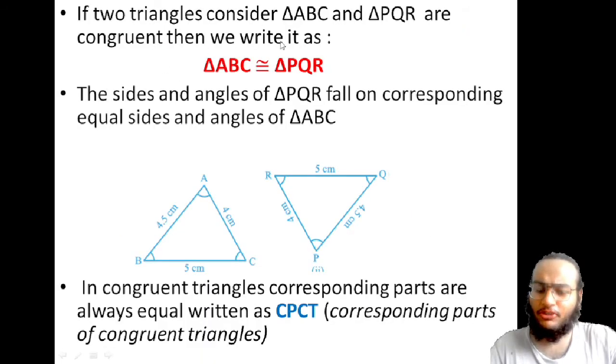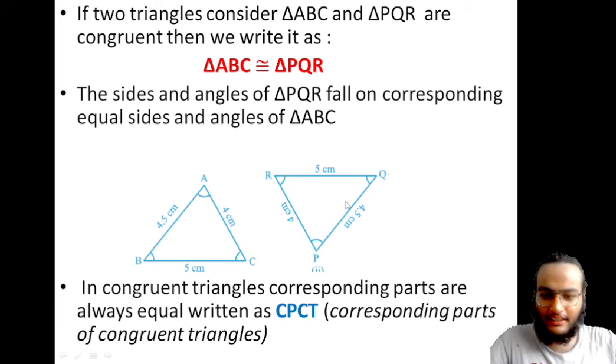Now, how do we write if two triangles are congruent? If two triangles, consider triangle ABC and triangle PQR, are congruent, then we write it like this. So this is the symbol of congruency. The sides and angles of PQR fall on corresponding equal sides and angles of triangle ABC. Now what does it say? That side BC will fall on side QR, side AB would fall on PQ, and side AC would fall on PR, respectively the angles.